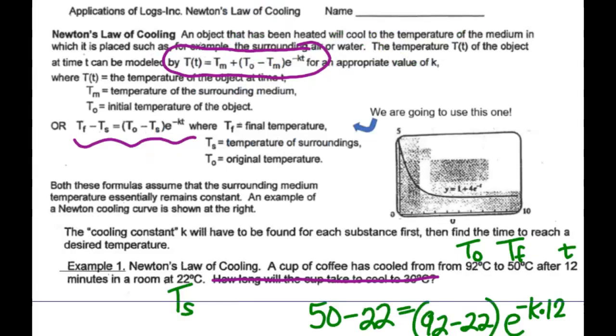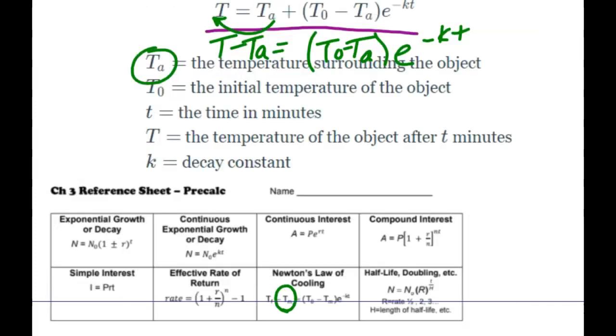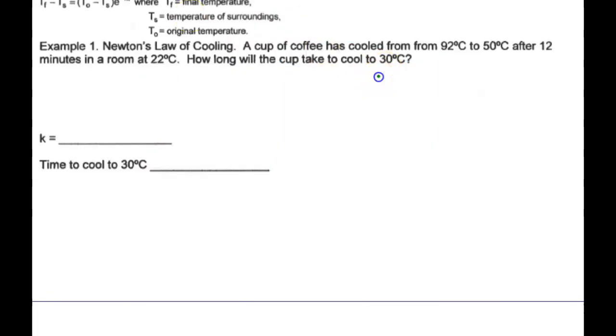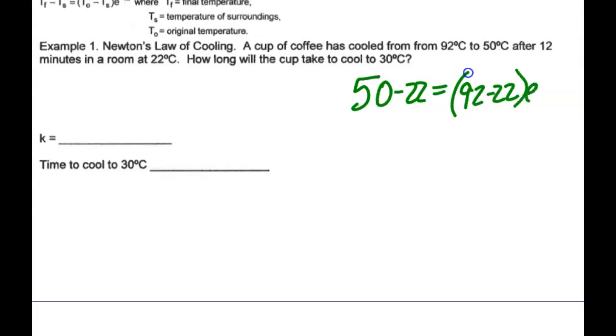Oh, I wrote it on a different page, didn't I? Okay, let me write it on this page. So it was 50 minus 22 equals 92 minus 22 times e to the negative k times 12. Is that what I had, guys? Okay, so let's do the easy parts. What's 50 minus 22?